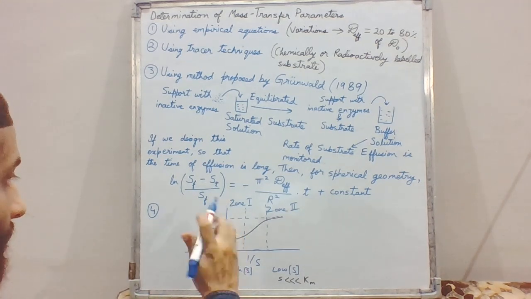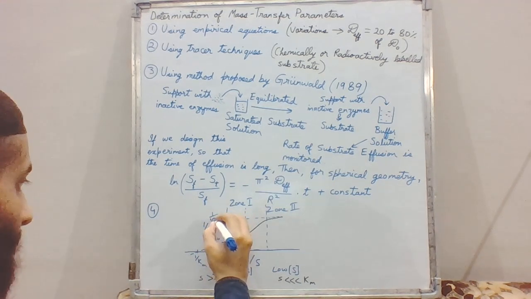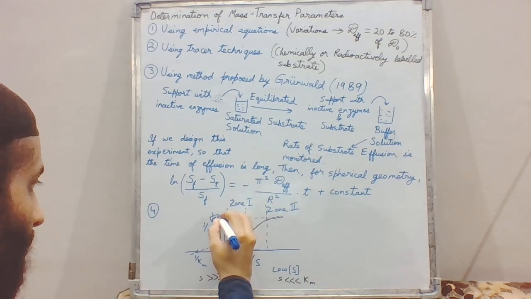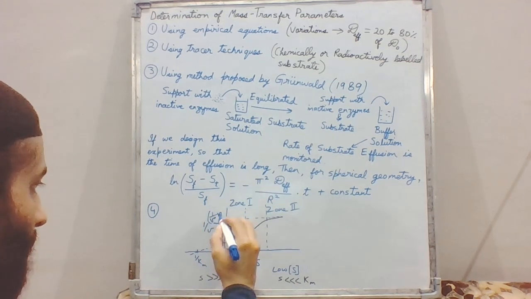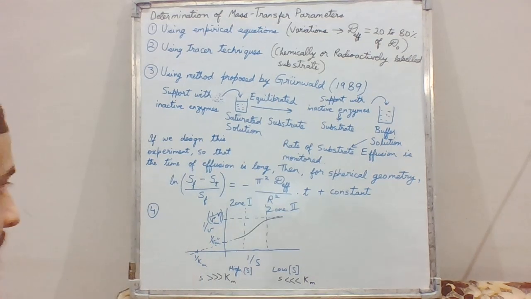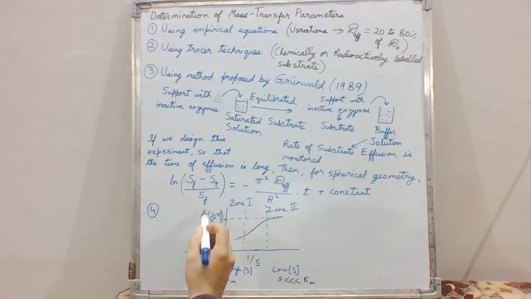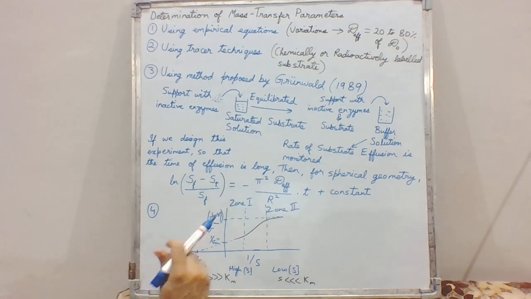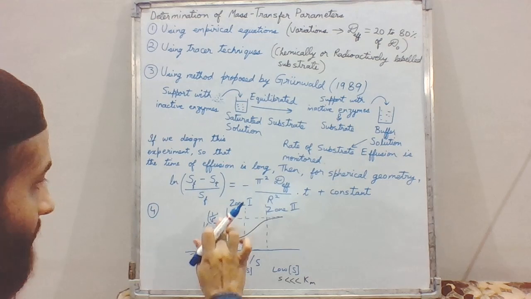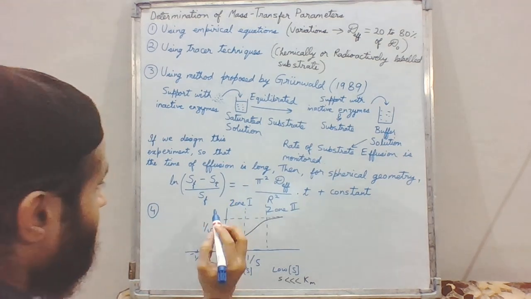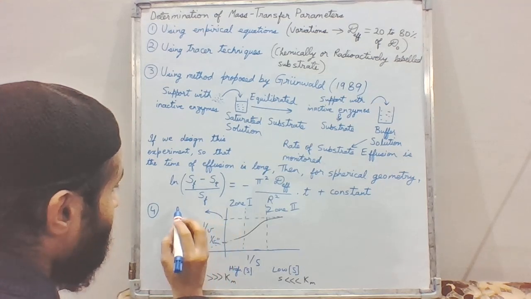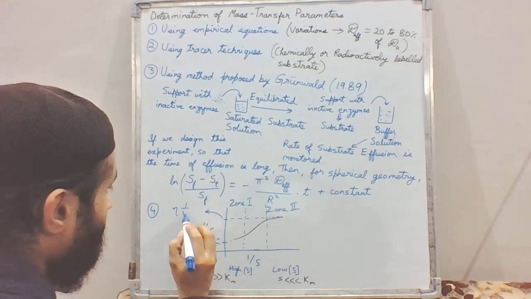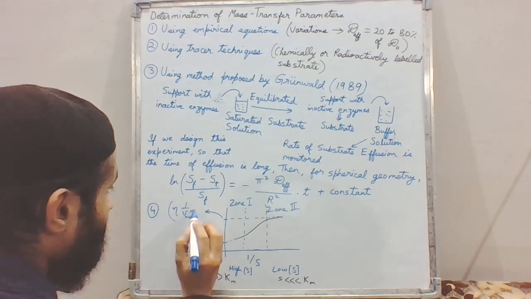Because the intercept here would be dependent upon the effectiveness factor of the enzyme. So whatever value we get here would depend upon the effectiveness factor. Let me write it more clearly. We can write this value as somewhat 1 upon the effectiveness factor times Vmax.